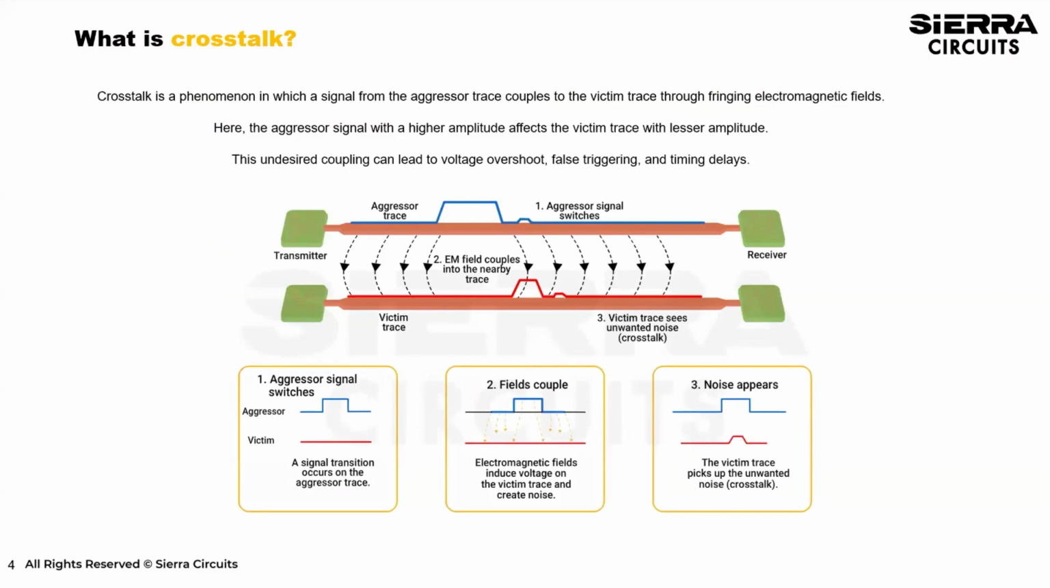So crosstalk occurs when electromagnetic fields from one signal trace unintentionally couple into a nearby trace. In this example, the upper trace is called the aggressor and the lower trace is the victim. When the aggressor signal switches, its electric and magnetic fields spread outward and couple into the adjacent routing. As a result, the victim trace experiences unwanted noise even though it is not actively switching.